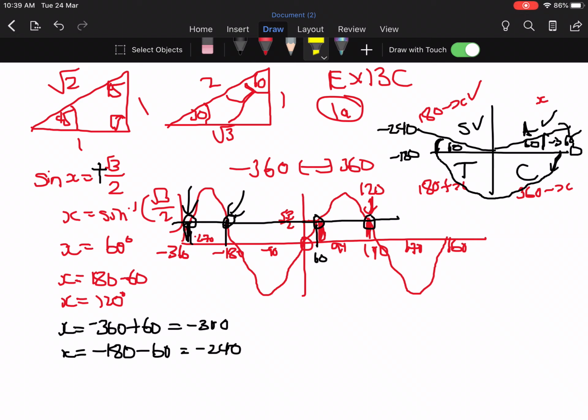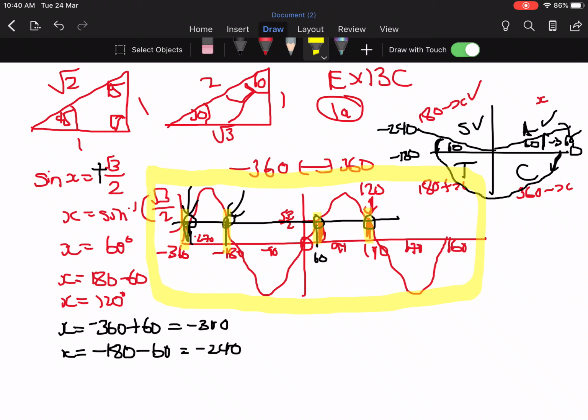This bit here, I just go straight to the graph and visualize where the actual values are, so I can see clearly that it's 180 minus 60, I can see here that it's 60, 180 minus 60. This one's before the 180, so it's going to be 180 minus 180 minus 60. And this one's to the right of the negative 360, so it's negative 360 plus 60. So you can use a bit of common sense there.